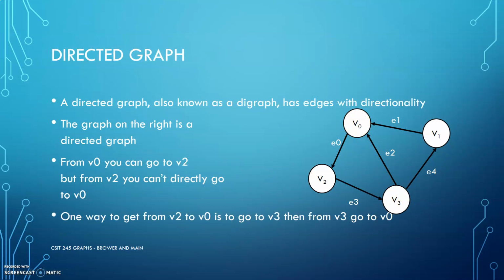Directed graphs, also known as a digraph, have arrows, and you can only go in a particular direction. So from vertex 0, we can go to vertex 2, but along that edge, we can't get back to vertex 0, because the arrow is going from 0 to 2. So from vertex 0's point of view, vertex 2 is adjacent. From vertex 2's point of view, vertex 0 is not adjacent, but vertex 0 is reachable because we can go vertex 2 to vertex 3, vertex 3 to vertex 0, and we have reached vertex 0. Or we can go vertex 2 to vertex 3, vertex 3 to vertex 1, vertex 1 to vertex 0, and then it's reachable.